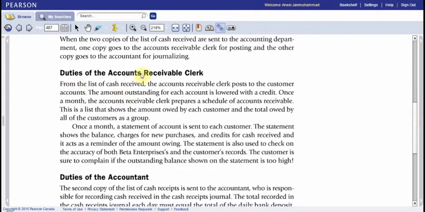So here's the duties of the accounts receivable clerk. Posts to the customer account. This isn't the accounting books. This is the customer accounts. The accounts receivable clerk puts that in.